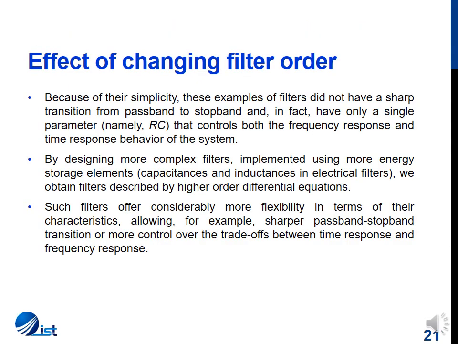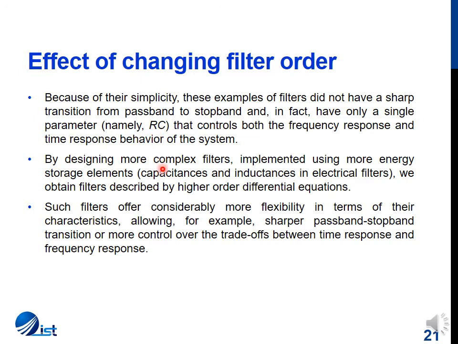So we have seen that a simple RC circuit can serve both as a low-pass filter and a high-pass filter, depending upon across which element we are taking our output voltage. But we saw that the filter did not have a sharp transition from the pass band to the stop band and vice versa, because there was just one parameter. It was a first order circuit and it had just one parameter, resistance and capacitance, which controlled both the frequency response and time domain response of the system.